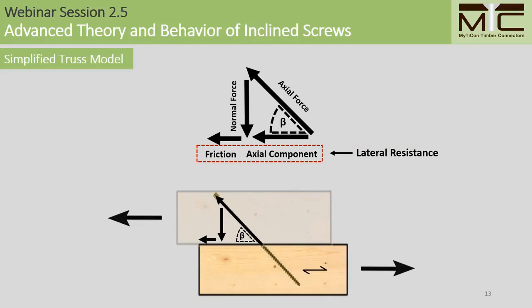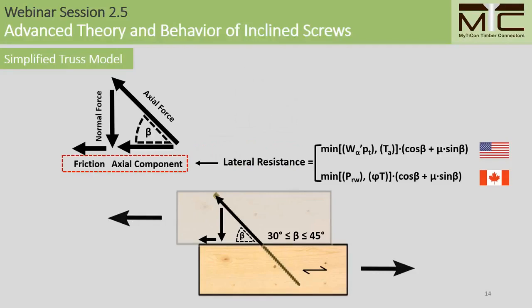The simplified truss model is based on the idea that at certain angles, axial effects predominantly characterize connection strength and behavior. Consequently, the design model considers only axial effects as the design parameters. On this slide, I'm including the basic equation for a single inclined screw for both US and Canada. As you can see, the axial resistance is the minimum of the withdrawal resistance or the tensile strength of the screw. For our lateral resistance, we take the cosine component of this axial force, and we also include friction in our design model.